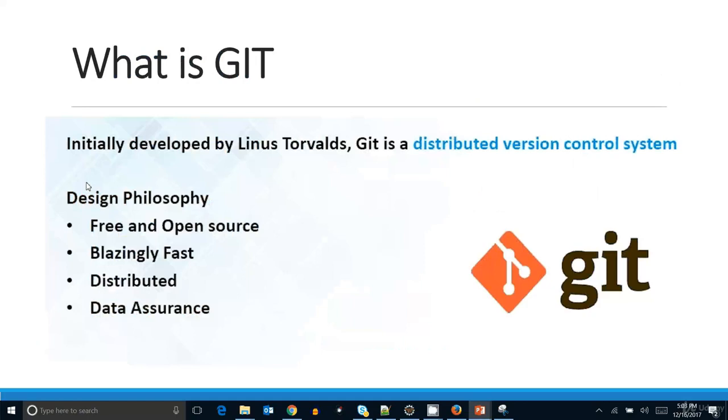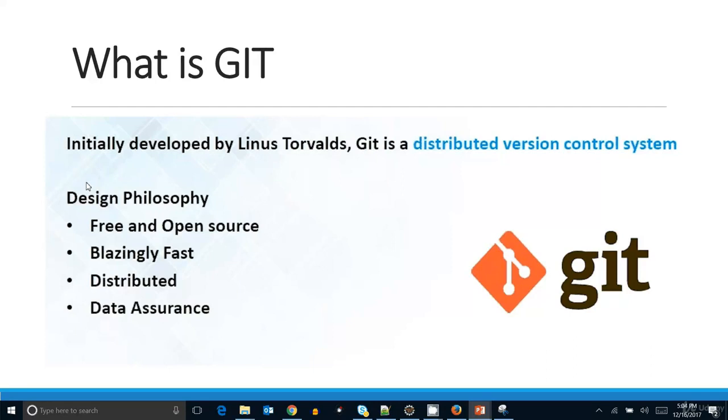Git is a distributed version control system, and the design philosophy of Git is, first, free and open source. It means Git is an open source tool which is available free on the internet, so you can directly download it and use it. There is no license required to use Git. Second is blazingly fast. We have already seen in the distributed version control system the replica of a centralized repository lies inside the local repository of a contributor, so definitely it will be faster than the centralized repository.